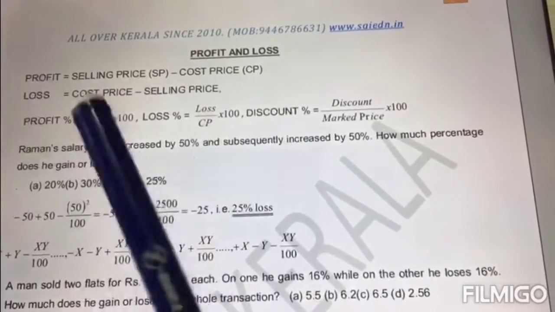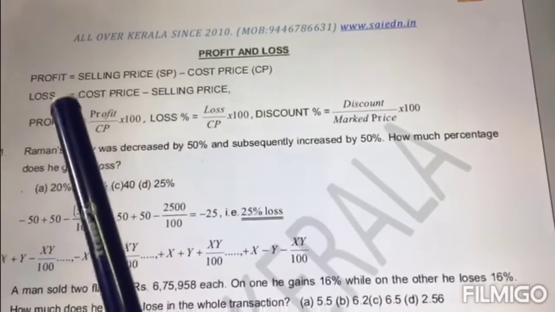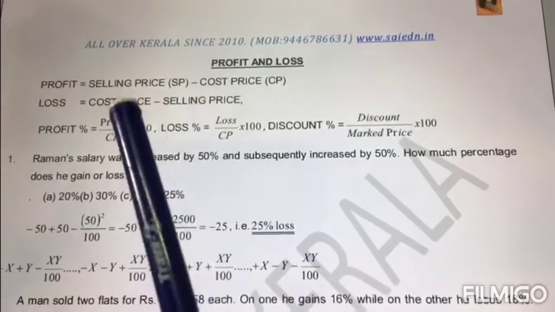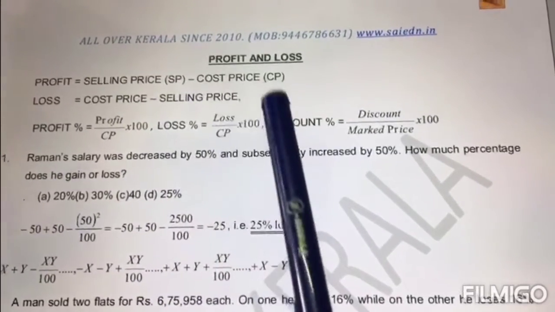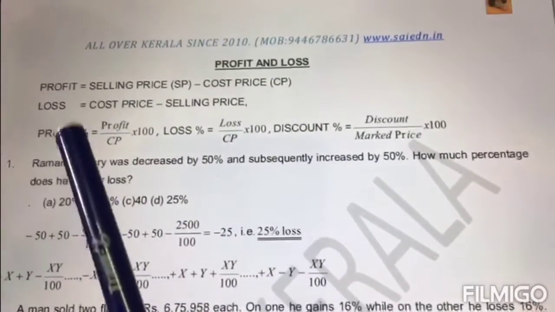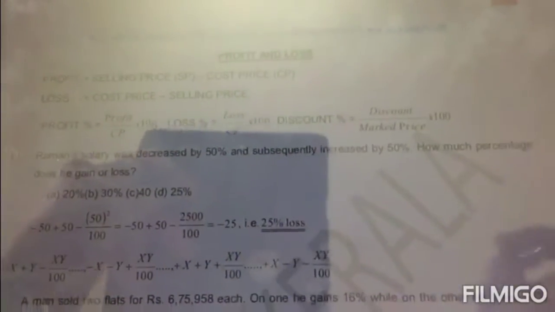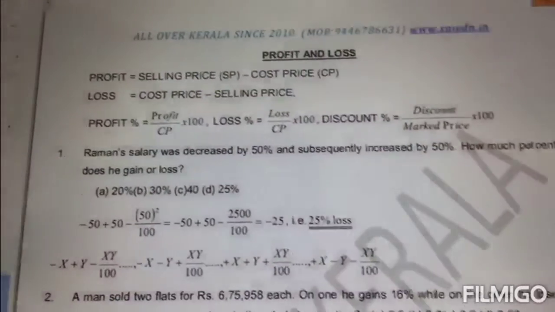There are 5 important formulae to remember. Remember, profit is always selling price minus cost price. We earn a profit when the selling price is more than the cost price. We incur a loss when the cost price is more than the selling price, or the selling price is less than the cost price, isn't it?